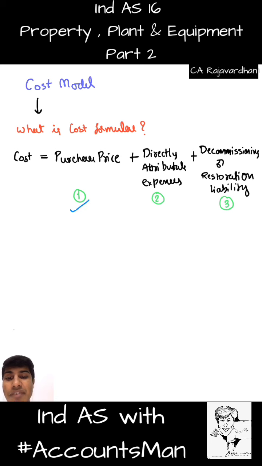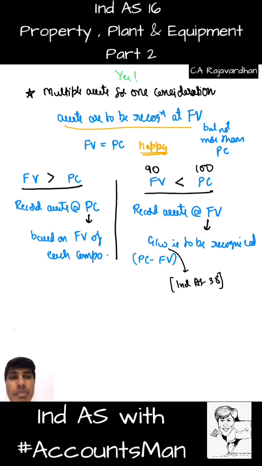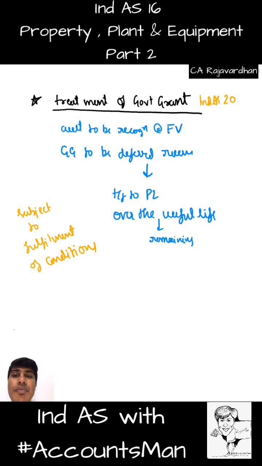So we are done with the first part now. Now I need to start with point 2, that is directly attributable expenses. With regard to purchase price, we discussed this entire thing. Yes and no is also done now. So no is in the next slide. This is completely yes, and this is also completely yes, and this is no. Now this is also no.